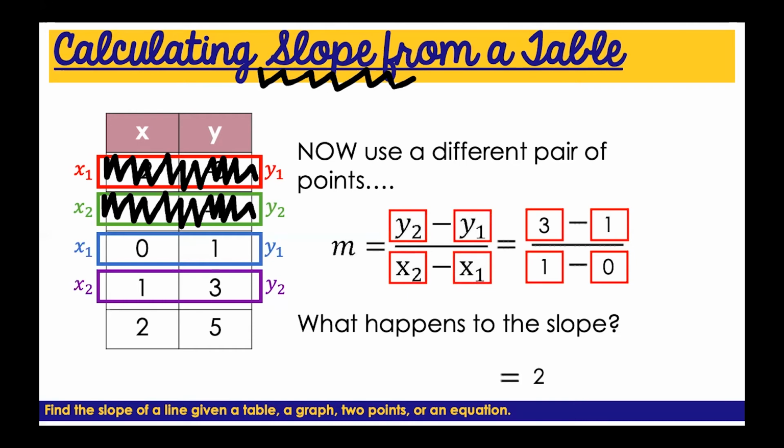So what happens to the slope? The slope doesn't change. As long as the table represents a linear function, the slope will not change no matter what points you use. The slope is the same anywhere along the line. So whatever points you use, you're going to get the same answer for your slope, as long as the table represents a linear function.